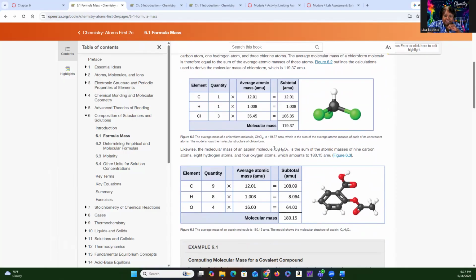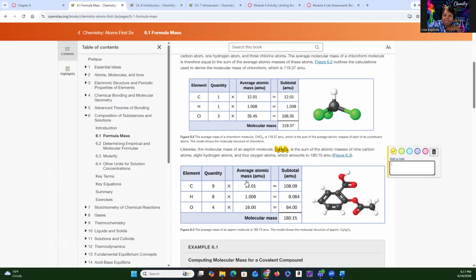Now we're going to look at another example, which is C9H8O4. For this one, we have 9 carbon, 8 hydrogen, and 4 oxygen. We still have 12.01 for our mass for carbon, 1.008 for hydrogen, and 16.00 for oxygen. It's like 15.999. I'm looking at my periodic table on the wall. So it's 16.00. We're going to round it up to that.